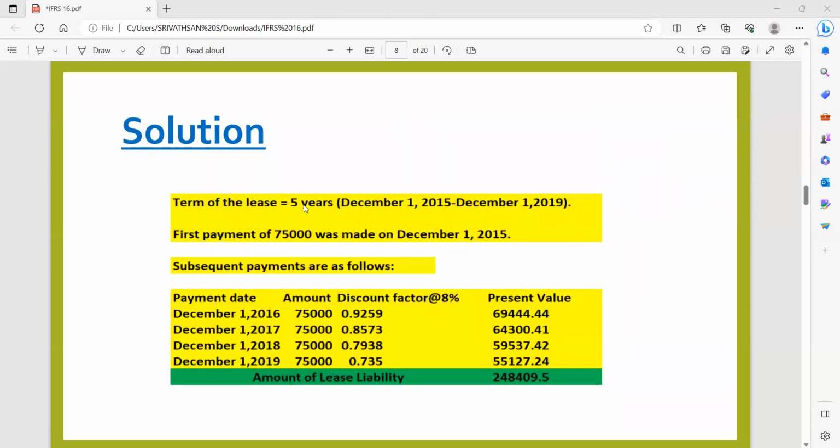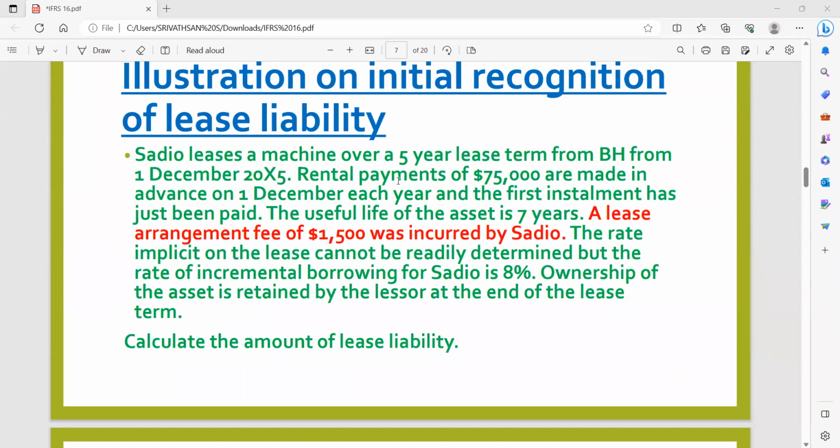See, the term of the lease is 5 years. That is, it starts from 1st December 2015 and it ends on December 1, 2019. So the term of the lease is for 5 years. And the first payment of 75,000 was made on 1st December 2015, because here they have given that rental payments of 75,000 are made in advance on 1st December each year, and the first installment has just been paid. So now you are in 1st December 2015 and you have paid 75,000 in advance.